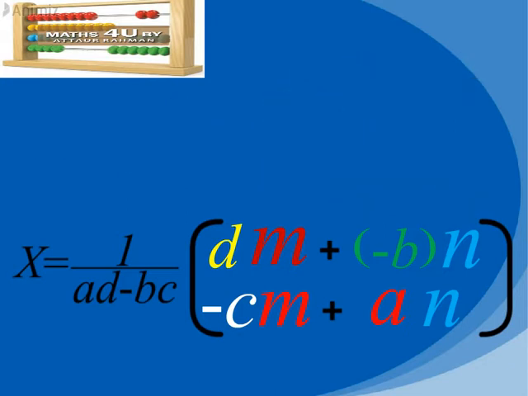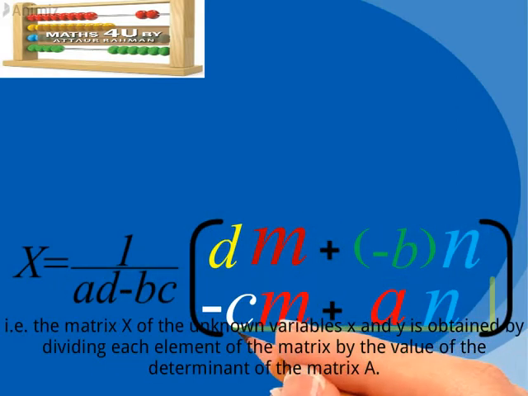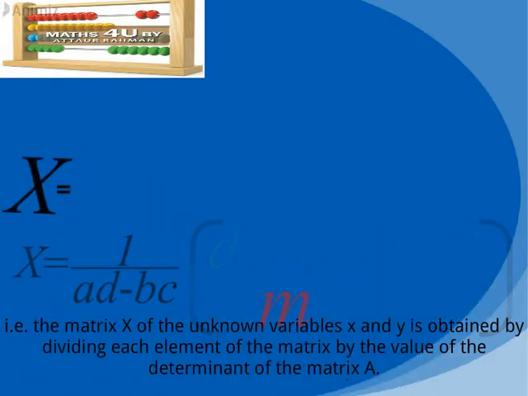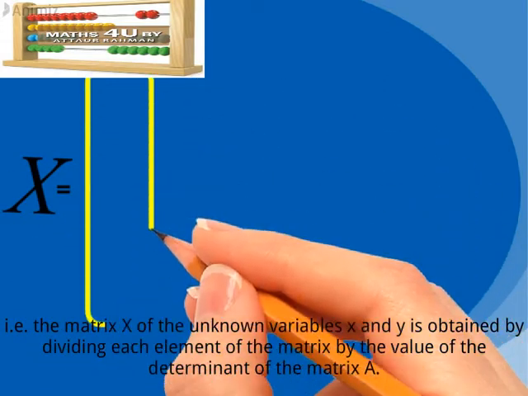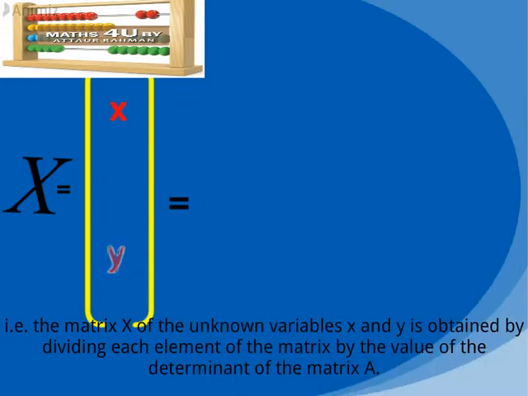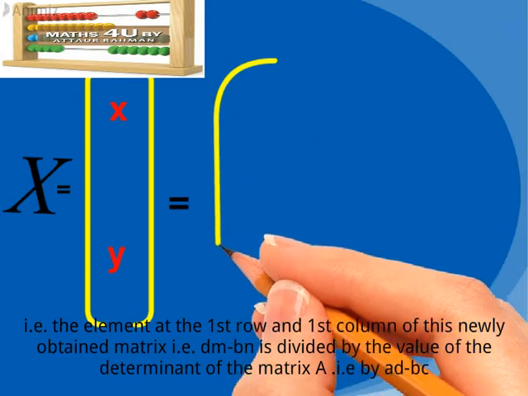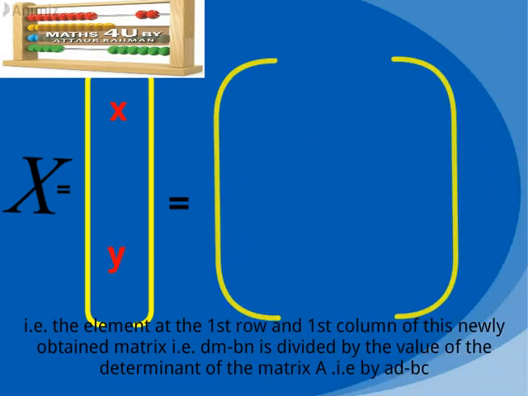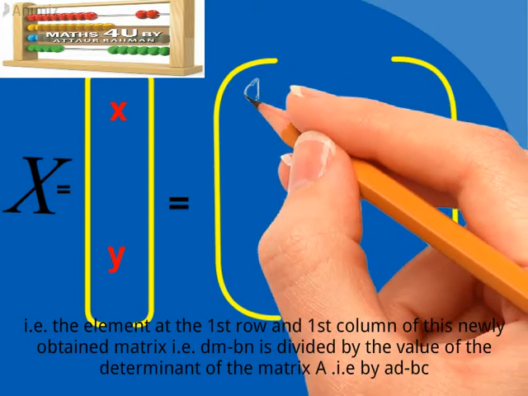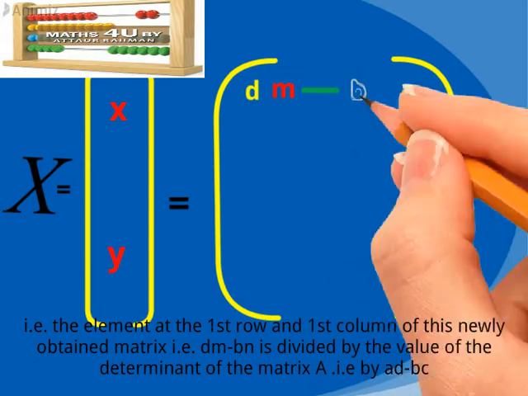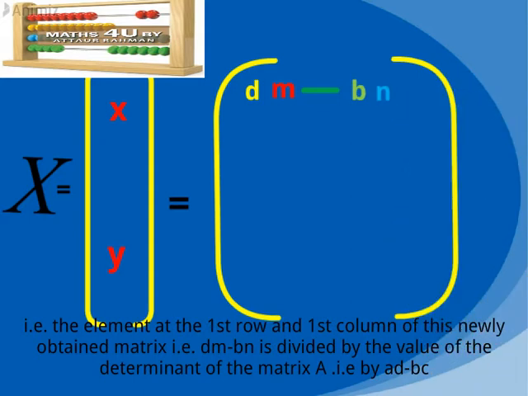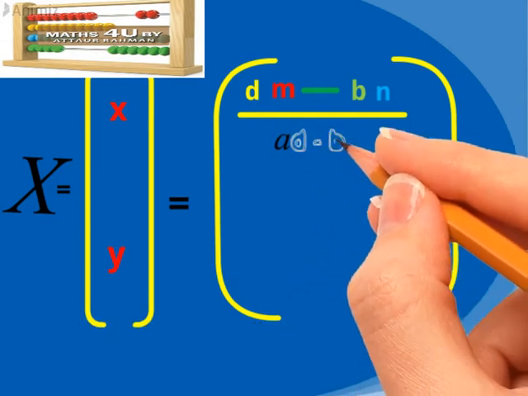Now, by the definition of scalar multiplication, we multiply this factor to each member of this matrix. That is, the matrix X of the unknown variables x and y is obtained by dividing each element of the matrix by the value of the determinant of the matrix A. That is, the element at the first row and first column of this newly obtained matrix, that is, Dm minus Bn, is divided by the value of the determinant of the matrix A, that is, by AD minus BC.